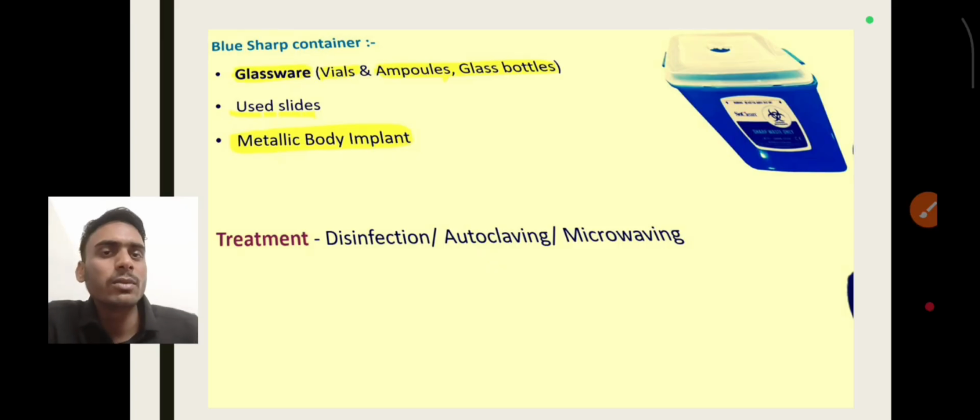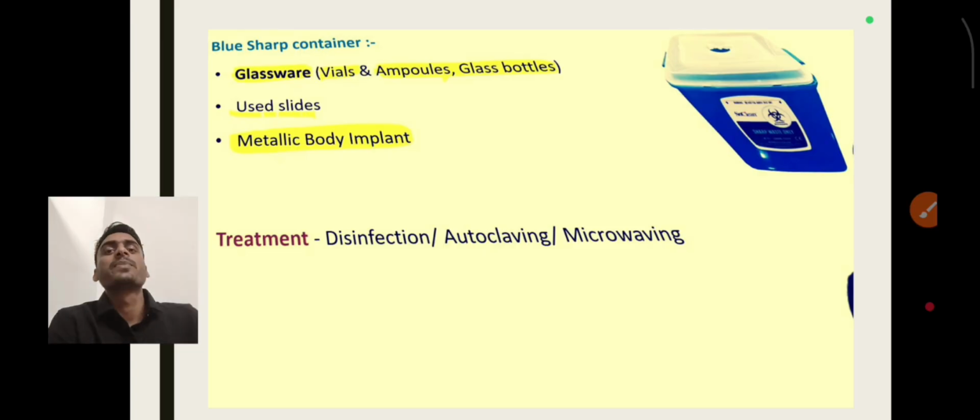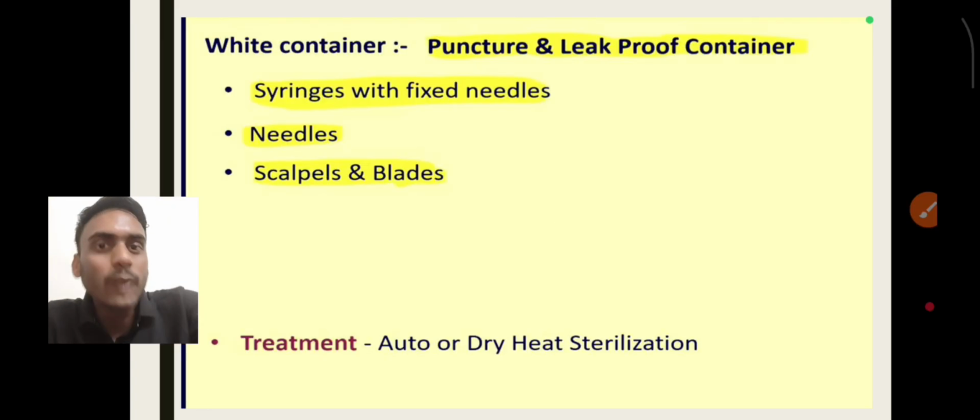In the blue bin you place glassware like vials, ampoules, glass bottles, used slides for any checkup, or a metallic body implant. For the treatment you use disinfection, autoclaving, or microwaving. Now we discuss the white container.